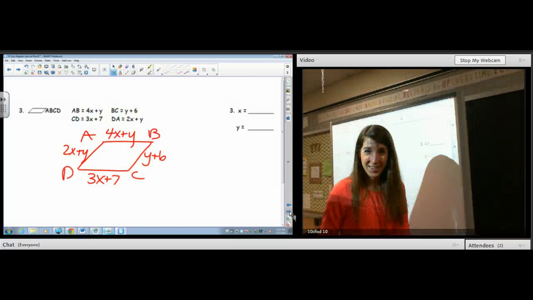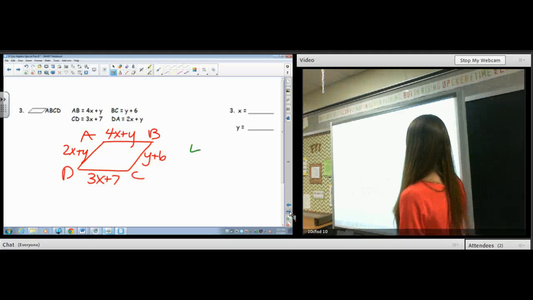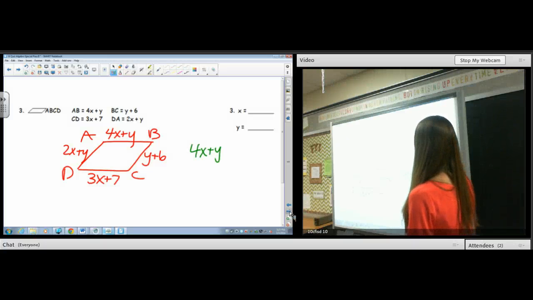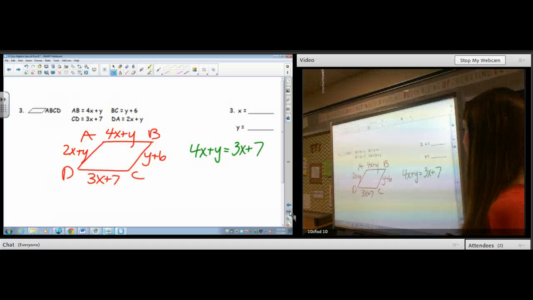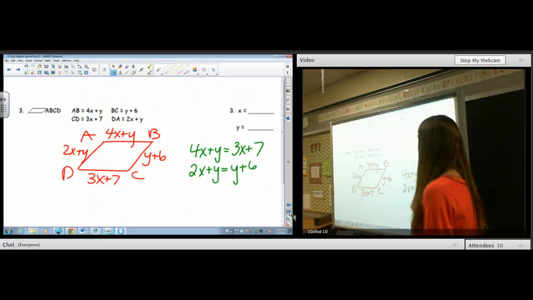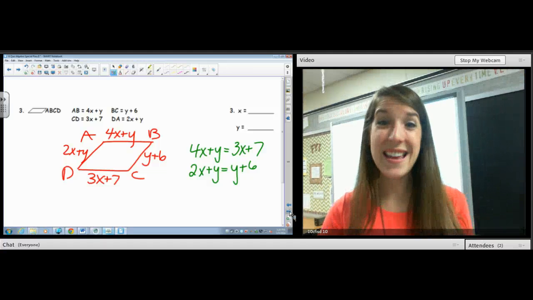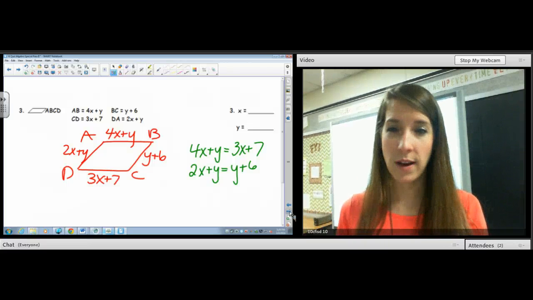We know in a parallelogram that opposite sides are congruent. Surprise, surprise. So let's go ahead and set our opposite sides equal. 4x plus y equals 3x plus 7, and 2x plus y equals y plus 6. Now this is starting to look like a pretty yucky system of equations. But you've got to be on the lookout for shortcuts. You've got to notice what's going on in your equations.